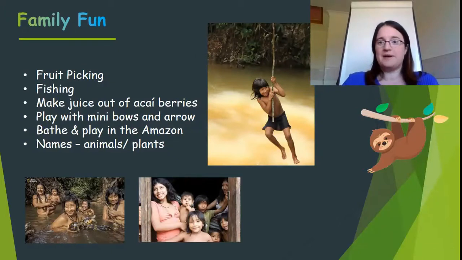You can't just turn on the tap and have a drink of water or turn on the tap and have a shower. So they bathe and play in the Amazon River. And you can see there that boy hanging from a vine across the river and a family in the water in the river. And a really interesting thing is to do with their names. So our children don't get a name when they're born.